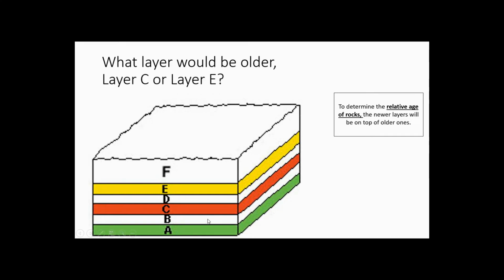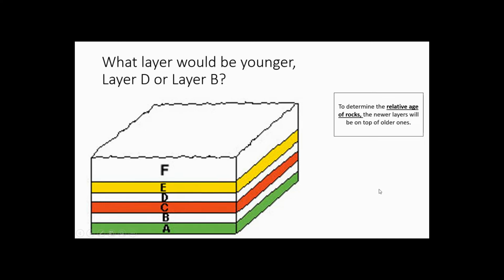Well, what about here? A, B, C, D, E, F are your layers again. What layer would be older? Would you say layer C in the red, or layer E? Say it in your head. Oh, you're right. If you said layer C, this one would be older. It was laid down first, and then D, and then E on top of it.